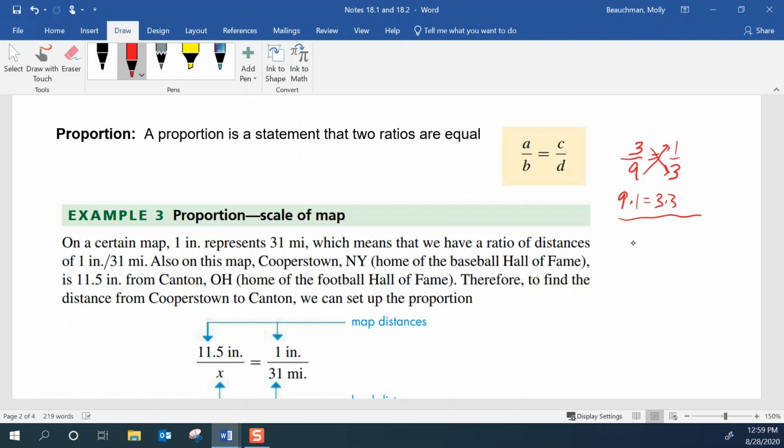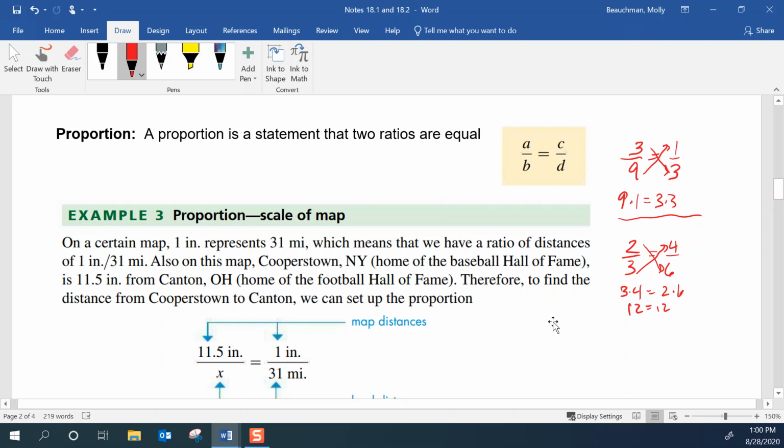Let's try that again with a different true proportion. We know that 2/3 is equal to, if I multiply each by 2, 4 over 6. That's a true statement. If you cross multiply, 3 times 4 is equal to 2 times 6. So that's a property we're going to use when we start solving problems that have to do with proportions.